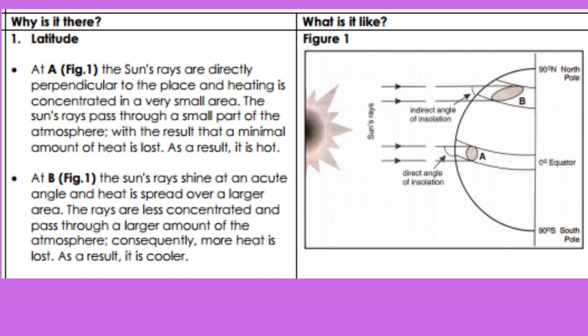At B in Figure 1, the sun's rays shine at an acute angle and heat is spread over a larger area. The rays are less concentrated and pass through a larger amount of the atmosphere. Consequently, more heat is lost. As a result, it is cooler. Figure 1.